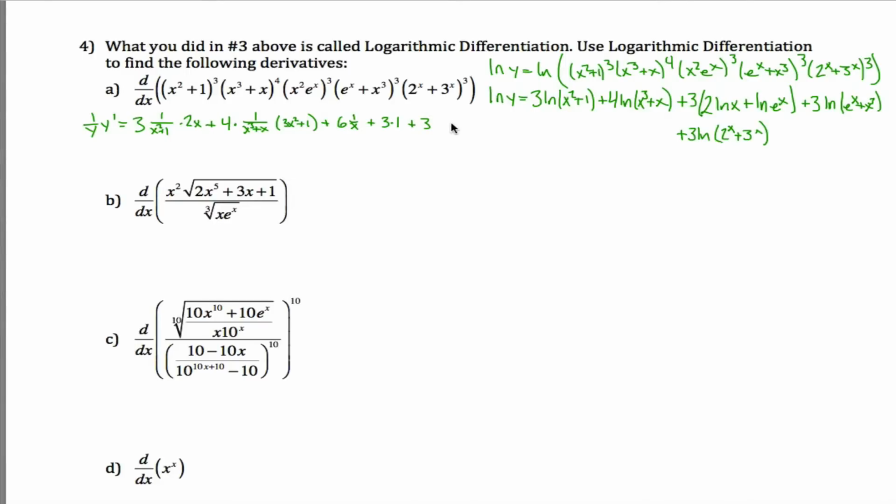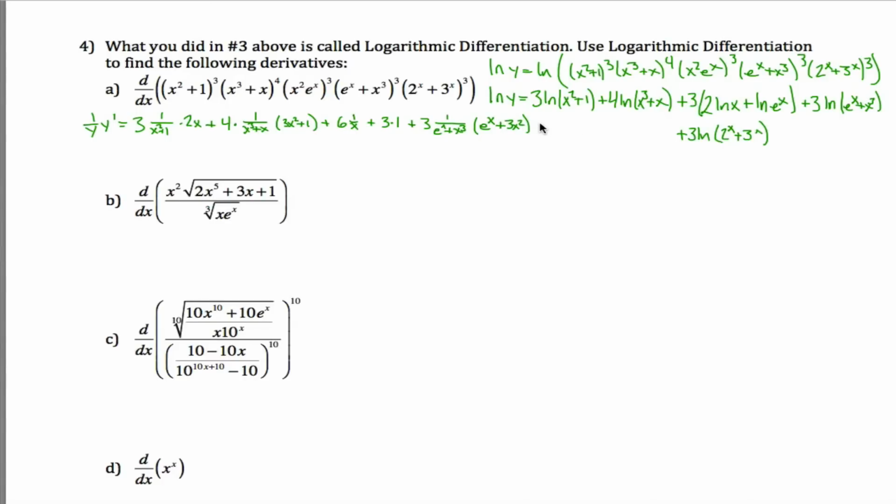Plus 3 times the derivative of the natural log of e to the x plus x cubed, which is 1 over e to the x plus x cubed times the derivative of e to the x plus x cubed, which is e to the x plus 3x squared.